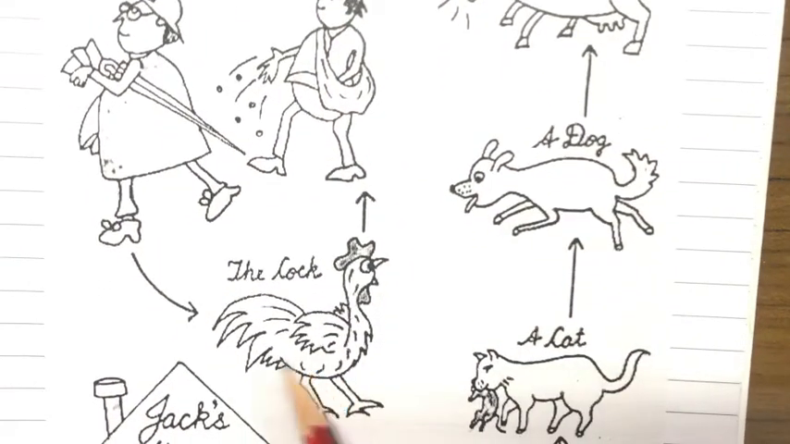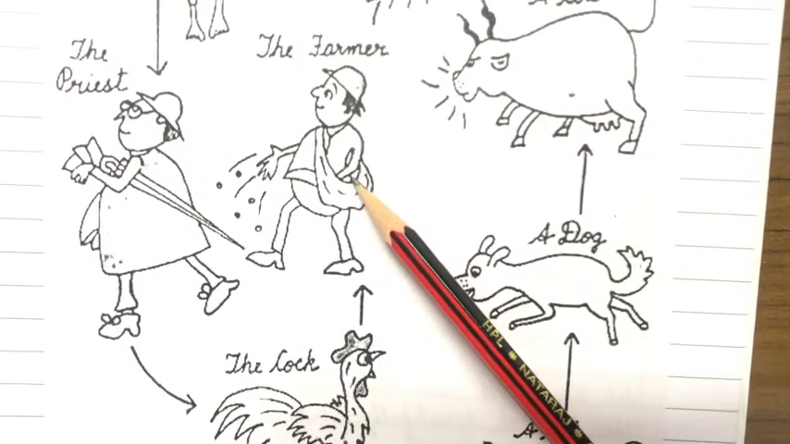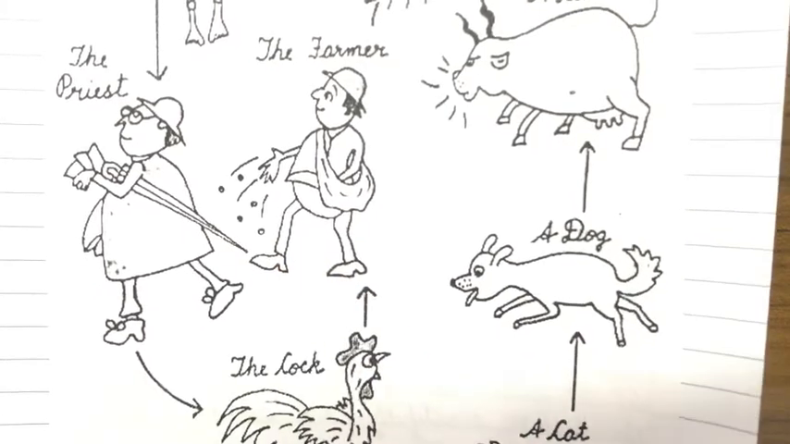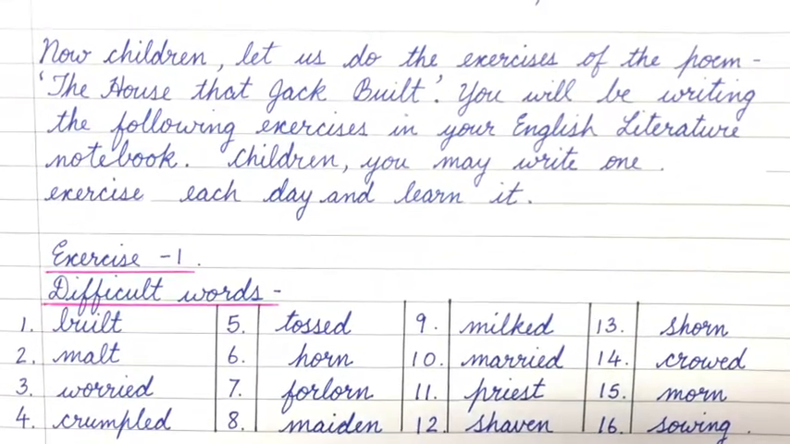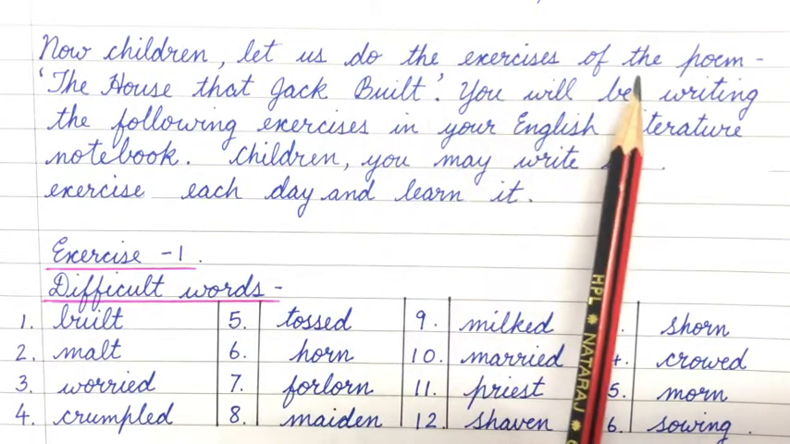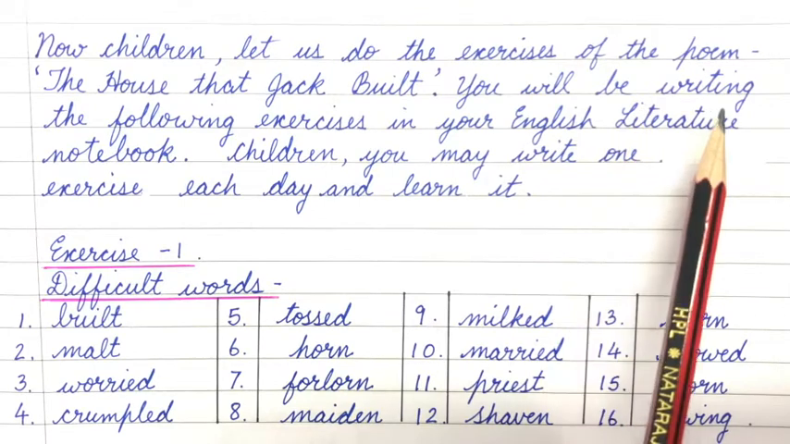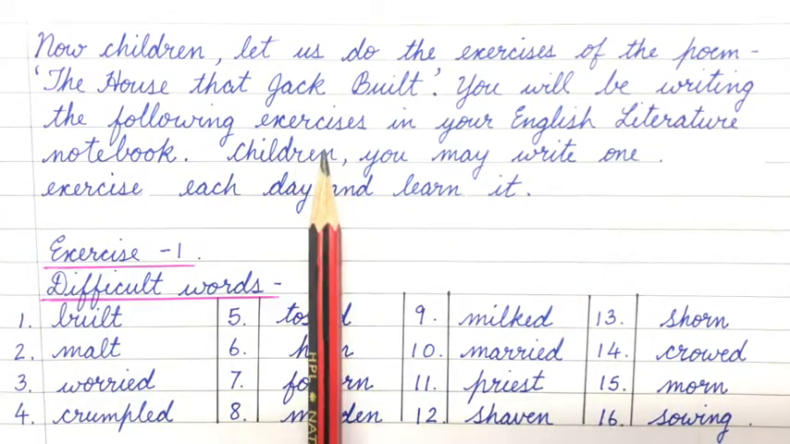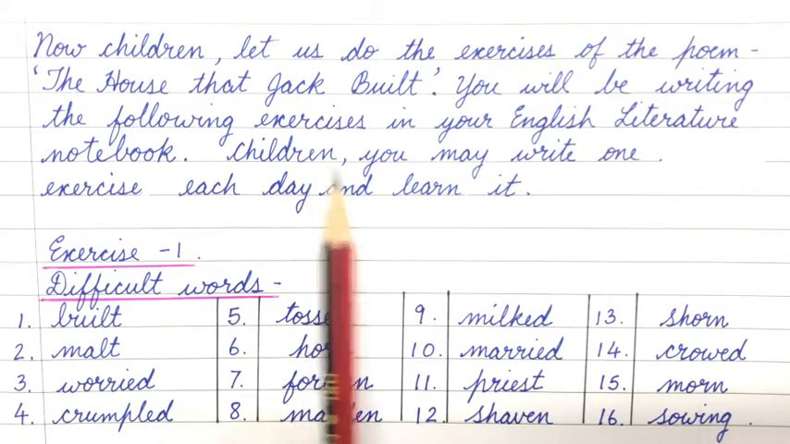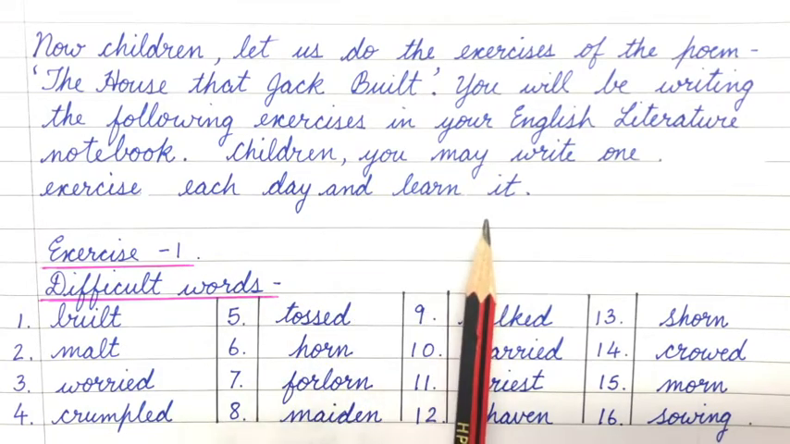The priest had a cock, and you can see in the end the farmer that sowed the corn in the field. Next page. Now children, let us do the exercises of the poem, The House That Jack Built. You will be writing the following exercises in your English literature notebook. Children, you may write one exercise each day and learn it.